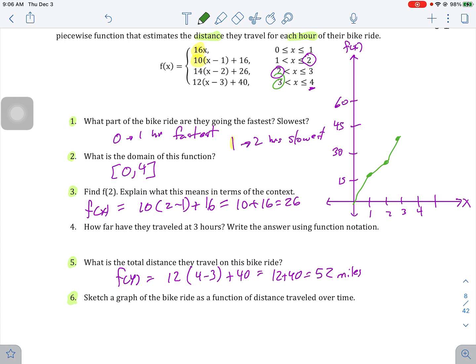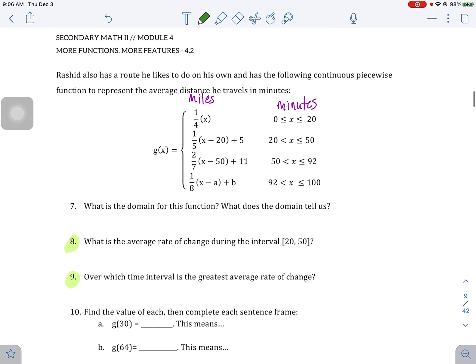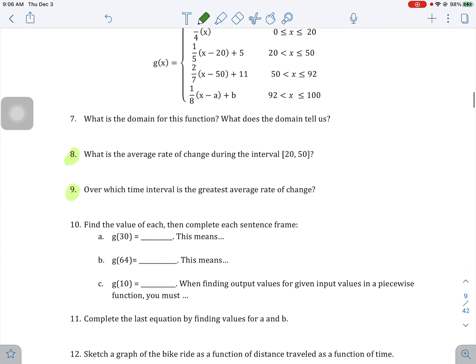(1, 16), (2, 26). Do I have (2, 26)? I do. And (3, 40), I do. So yeah, starting at the beginning, we got 4 intervals. The steeper one, the steepest one, is right here because of the 16. Let's see. Let's look at a couple others.